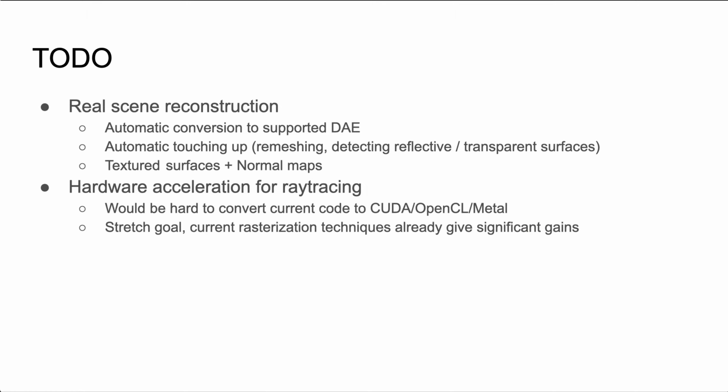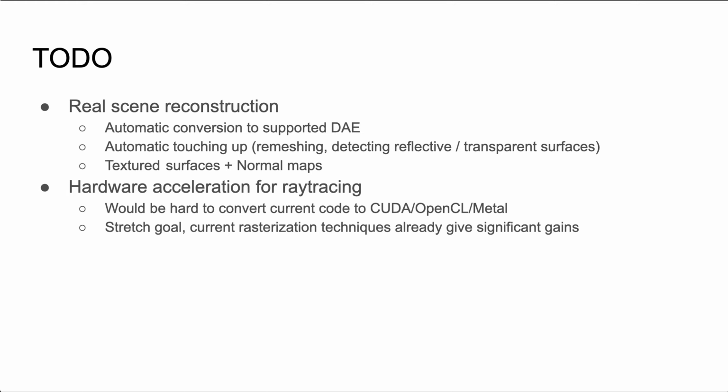So that's pretty much it. What we need to do is a lot of real scene reconstruction work, basically making it more automated, making it faster using mesh simplification. Then we also need to do maybe possibly hardware acceleration for ray tracing.